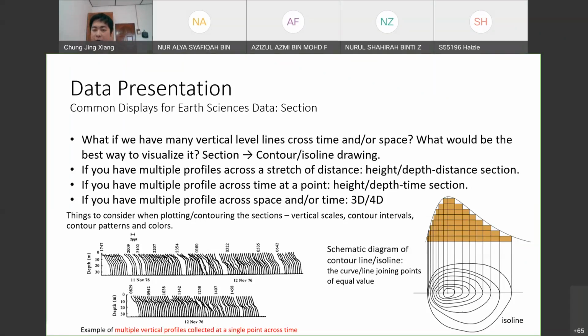When you draw a contour, you have to consider the vertical scale, contour intervals, and pattern. Contour interval means do you want to draw a line for every point? Sometimes you don't really need to draw a line for all the points. If you draw too much, everything will be very cluttered and hard to read. You also need to consider how the pattern looks. Do you want it smooth, or triangular or square? It's almost impossible to get a very pointy contour in real life.